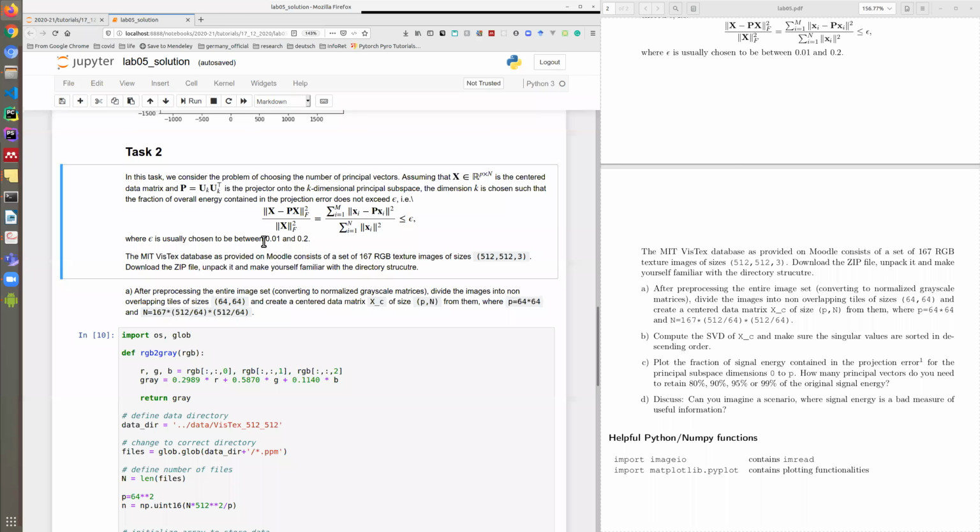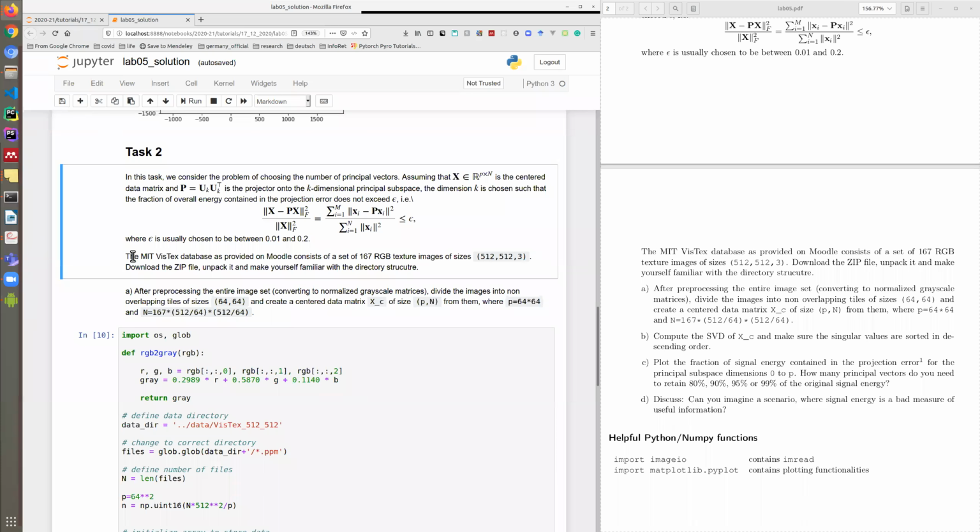So if, let's say, epsilon is 0.01, this means we are targeting that this difference should be less than 0.01. That means 99% of the energy value should be preserved. And if it is less than 0.2, this means we are saying at least 80% of the energy should be preserved. Since these are fractions and not percentages, we have this as 1% and 20%.